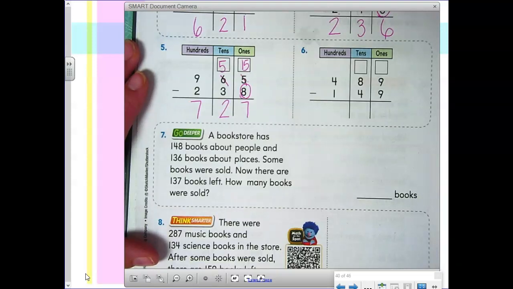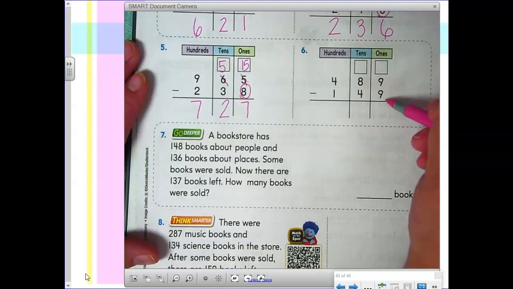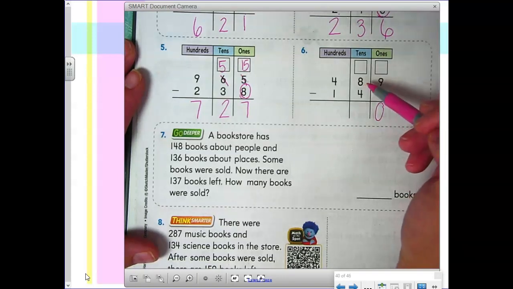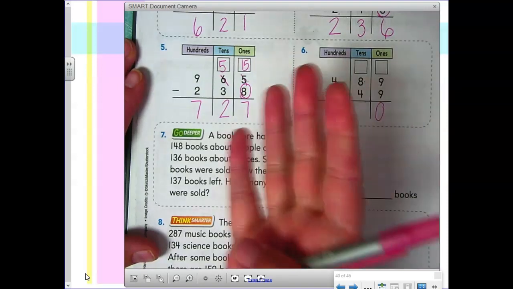Okay, number 6. We start on the right. All right, which number is larger? They're the same. If they're the same, 0 is your game. Remember, if they're the same, your answer is 0. 9 minus 9 is 0. No regrouping involved.